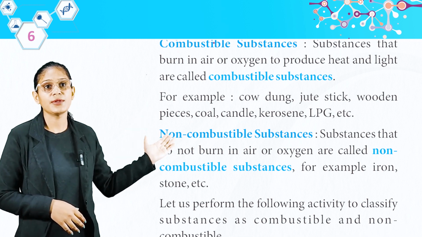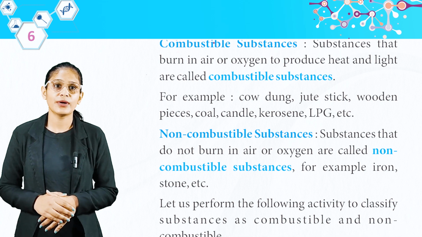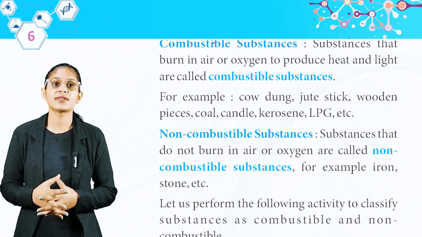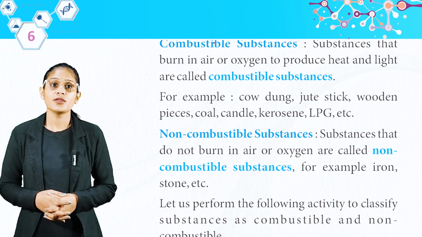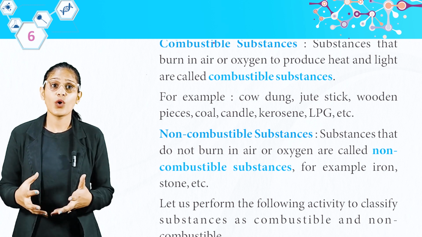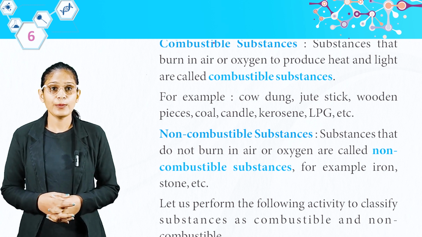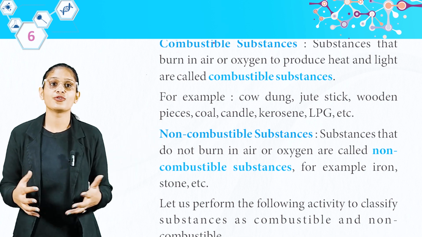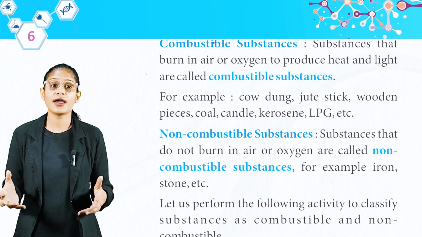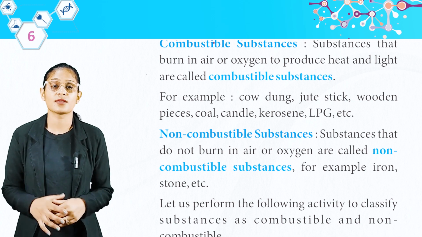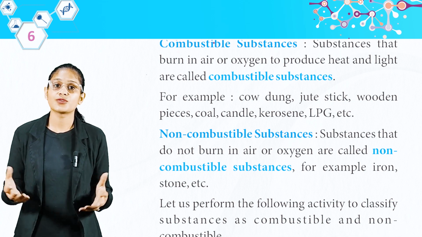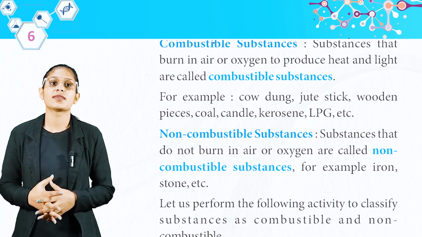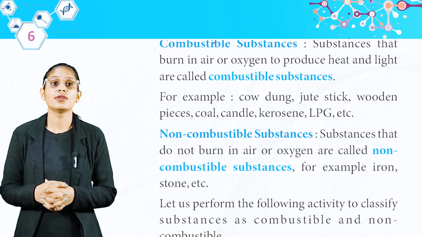Here, substances that burn in air or oxygen to produce heat and light are called combustible substances. For example, cow dung, jute stick, wooden pieces, coal, candle, kerosene, LPG, etc. Non-combustible substances are those that do not burn in air or oxygen. For example, iron, stone, etc. Let us perform the following activity to classify substances as combustible and non-combustible.